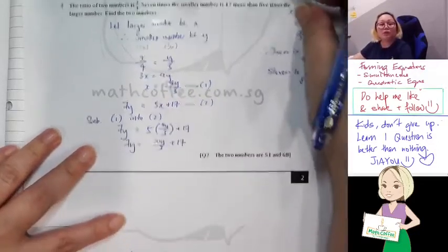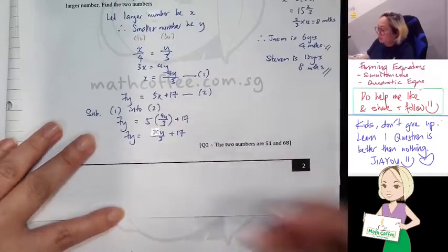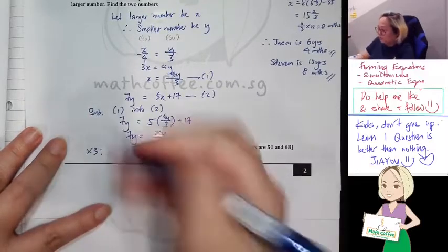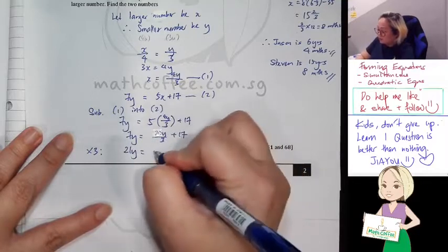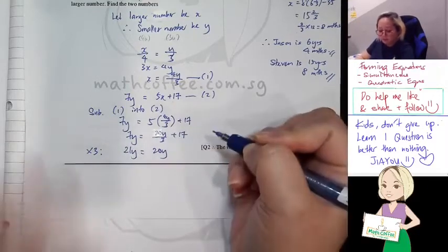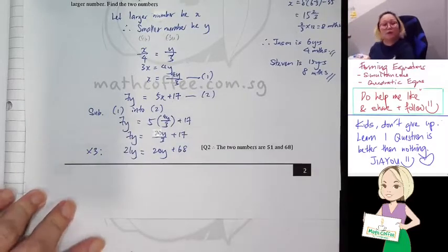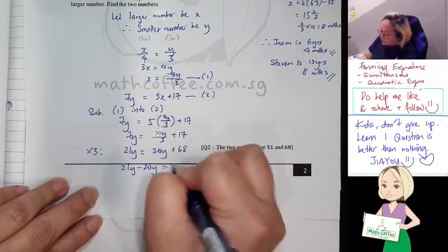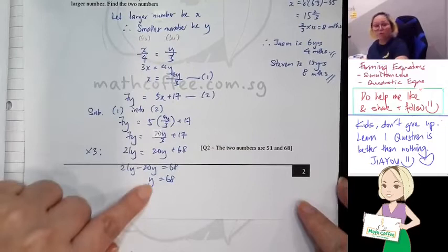Okay, then what do I do? Since this is an equation, what I can do is I can times 3 throughout. So I multiply by 3 throughout. 7y times 3 is 21y. 20y over 3 times 3 is just 20y. 17 times 3 is 68. So it's easy. Now 21y minus 20y equals to 68. Y equals to 68.